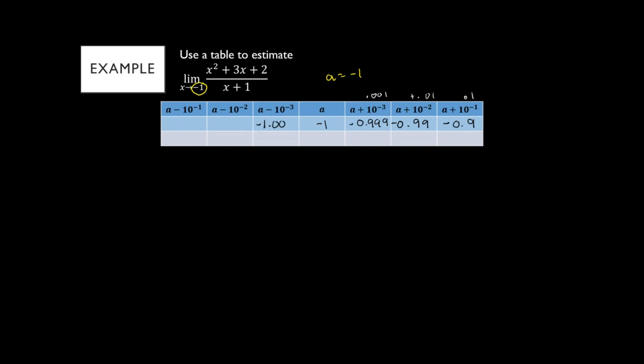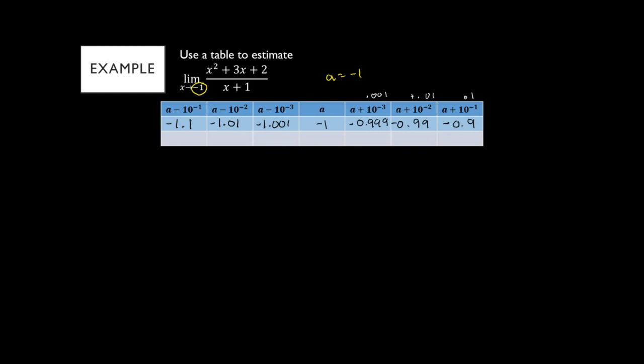You have -1.001, -1.01, -1.1. So we're just adding and subtracting powers of 10 on either side to form our table. And then we want to plug those numbers into our function so that we can figure out our limit.